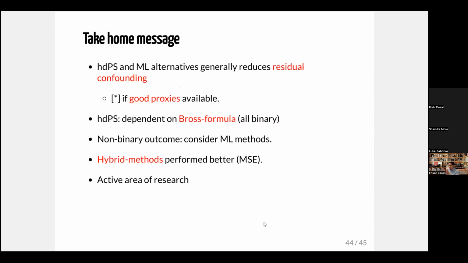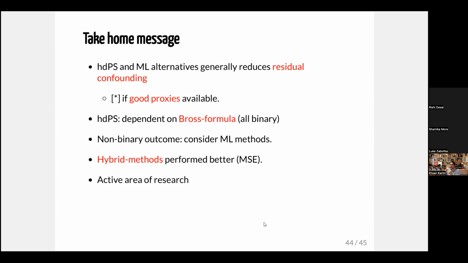All right, so the take-home message, this is the last slide, is that the high dimensional propensity score and the machine learning alternatives generally reduce the residual confounding. The catch is that you have to have good proxies available. The high dimensional propensity score algorithm is dependent on the Bross formula, but when you are using machine learning methods, you do not need to be restricted to the Bross formula. That means you can use other variables that are non-binary, right?